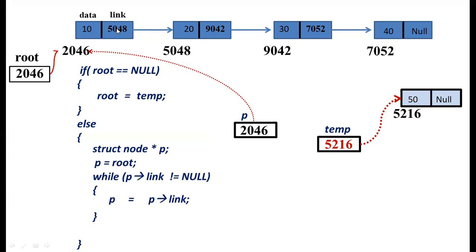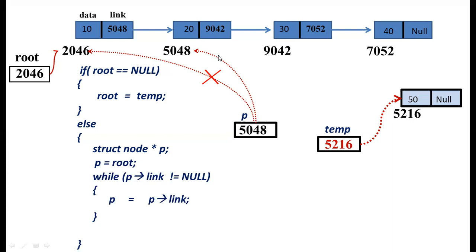So 5048 is not equal to null, so we need to come inside the while loop. P to link value is stored into the P. What is P to link? P to link is 5048, so that 5048 gets stored into this P. Now the P starts pointing to the second location. The pointer comes from 2046 to 5048.